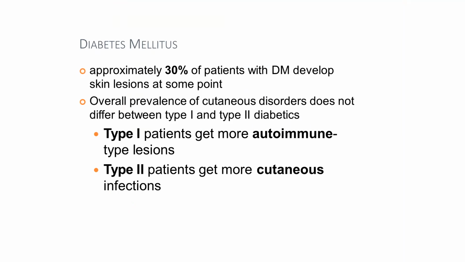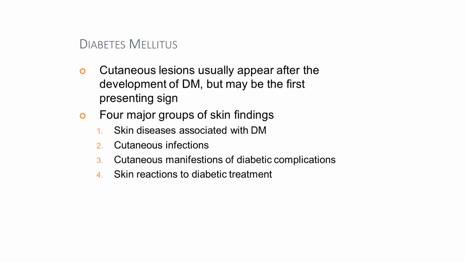Overall, the prevalence of cutaneous disorder does not differ between type 1 and type 2. Type 1 patients usually get more autoimmune type of lesions, and type 2 patients usually get more cutaneous infections. Cutaneous lesions usually appear after the development of diabetes, but sometimes they may be the presenting sign of diabetes. So if a patient is having a recurrent cutaneous disease, it's better to evaluate him internally as well.